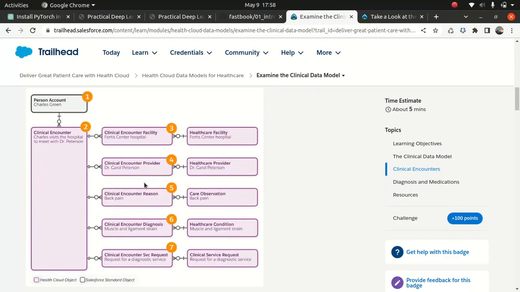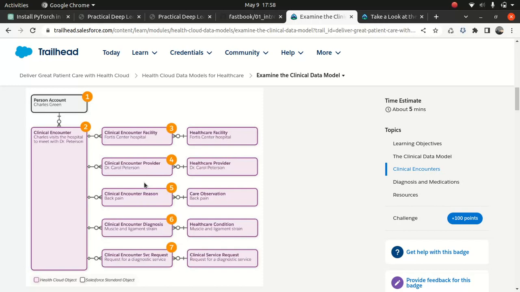Okay, this is the one. Sorry, my apologies. So this is pretty much aligned to what I just said, right? Charles visits a clinic, and a doctor will look after him. So the clinic encounter is a Health Cloud object, and obviously the clinic encounter is linked to a few things: the person who's looking after him, the reason for the visit, the encounter reason, and what the diagnostic is.